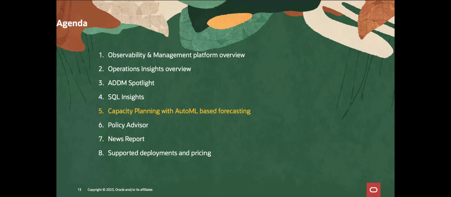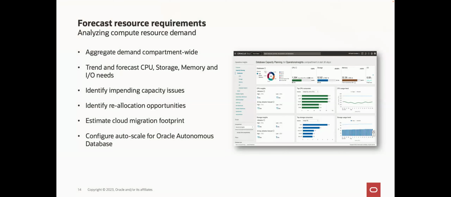highlight feature of Operations Insights, which is capacity planning. And with capacity planning, we have now added AutoML based forecasting, right? So let's touch upon what capacity planning is. As Steve was talking about earlier, this is something which has been used by DBAs, other IT administrators and capacity planning folks within organizations, and they have done this very manually, right?